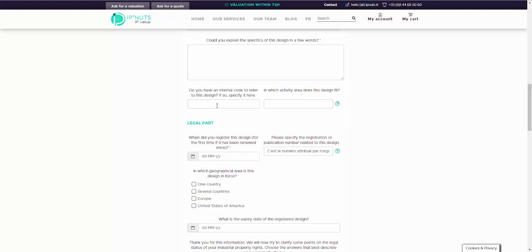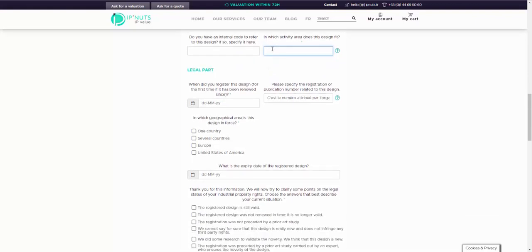Then if you have an internal code to refer to this design, you can specify it here. It could be easier for you to have this internal code that is reported in final documents. And then here you have to define the main business area, the main sector where your design is enforced. If it's a chair, it's furniture, for example. So here, in a few words, the business sector.